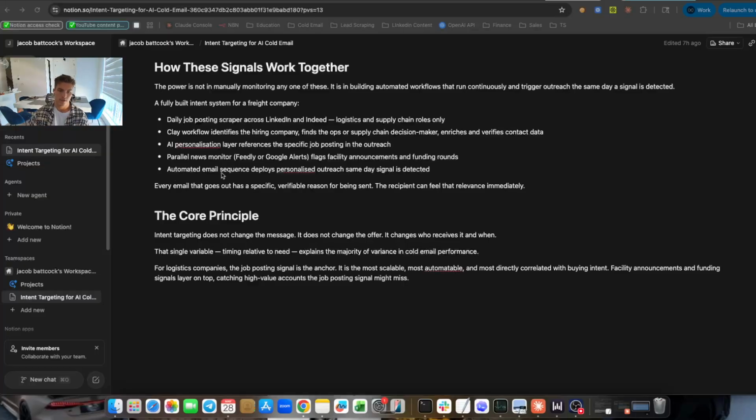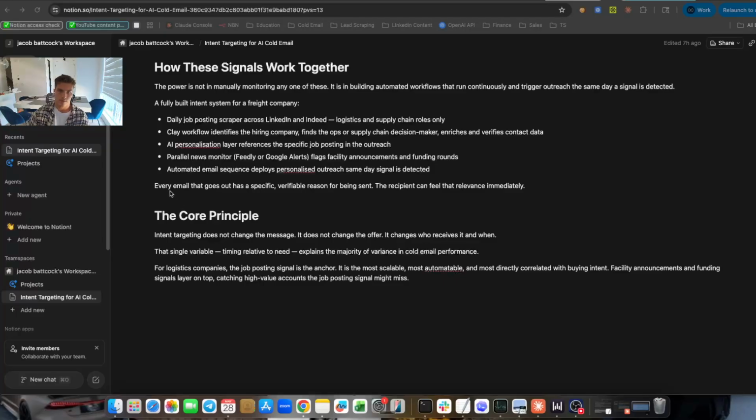And then an automated email sequence that gets deployed and personalized for outreach the same day that the signal is detected. It would work as simply as: signal is detected for shipping increase, maybe it's a new facility announcement for X company. X company goes into Clay. The company gets researched to find the right decision maker and their contact. Email information all gets verified, gets personalized based on the signal that was retrieved, and then the campaign goes out. That's it pretty much from end to end, with, of course, email verification.